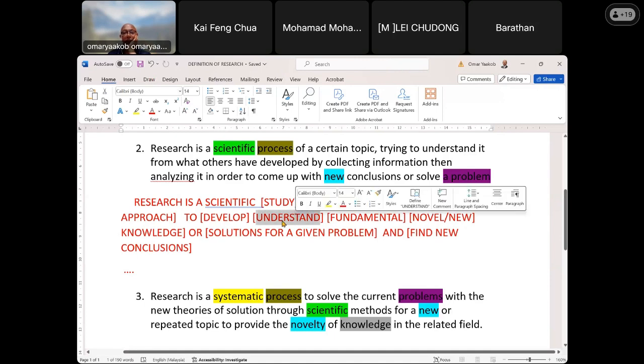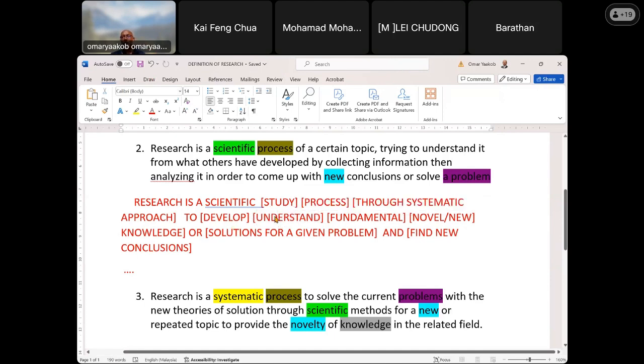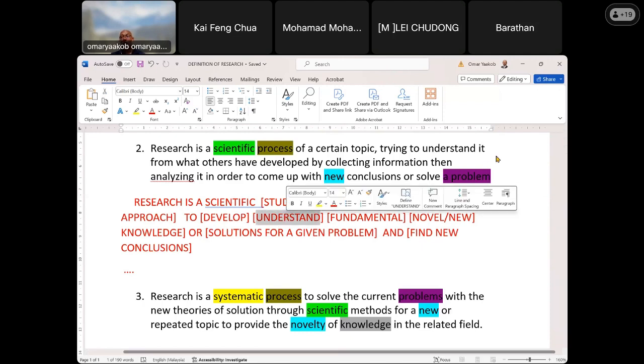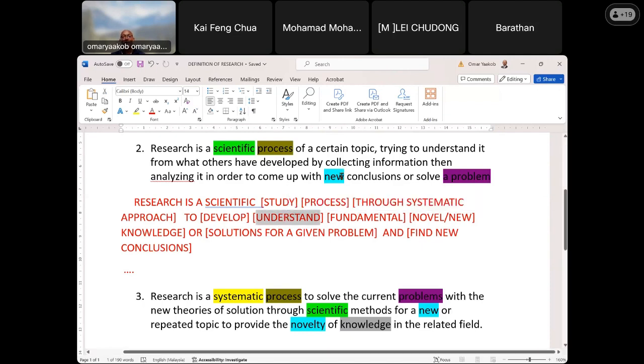Okay. Right. So, to "understand", can we do "understand", or is there still strong support for "understand"? Can we remove the words "understand" and "fundamental" both?